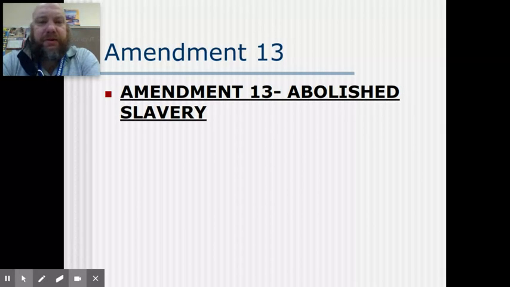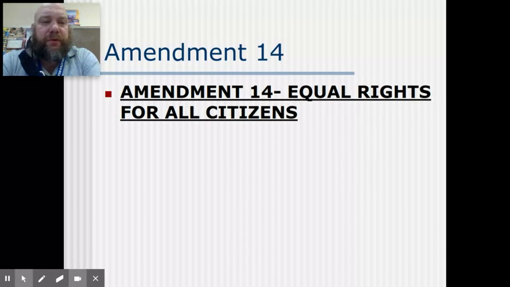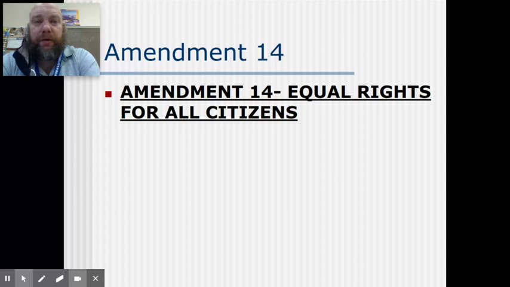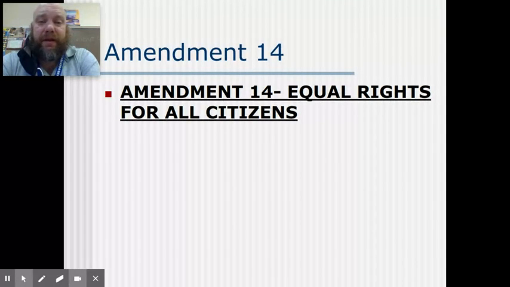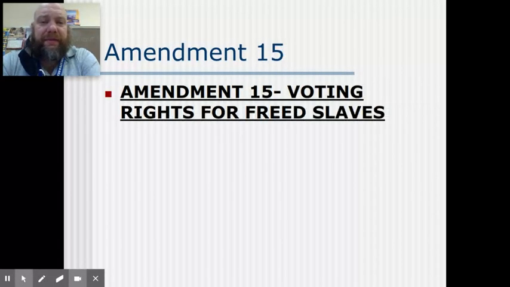It abolished slavery. To abolish means to get rid of. So if you put get rid of slavery or no more slavery or something on the quiz, that'll be an acceptable answer, just something that gets the idea across. Okay. The 14th Amendment is equal rights for all citizens, regardless of race. As long as you are born in the United States, according to the 14th Amendment, you're a United States citizen with equal rights.